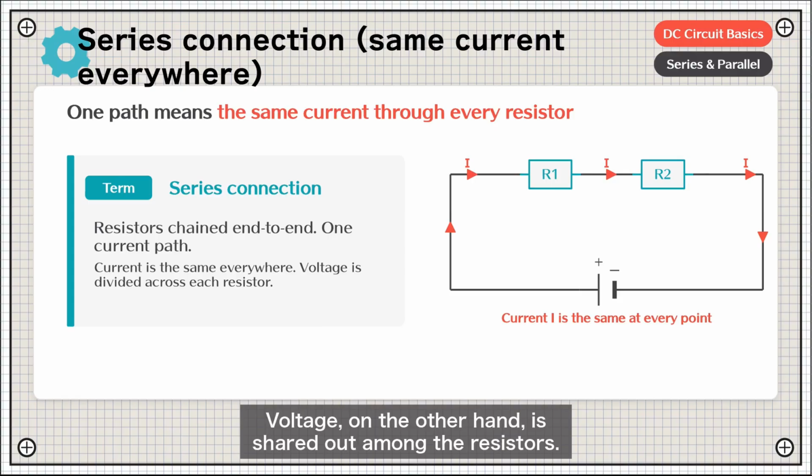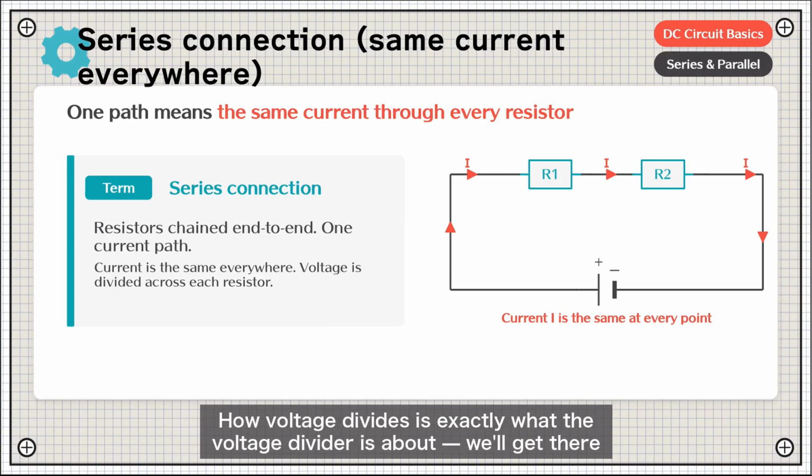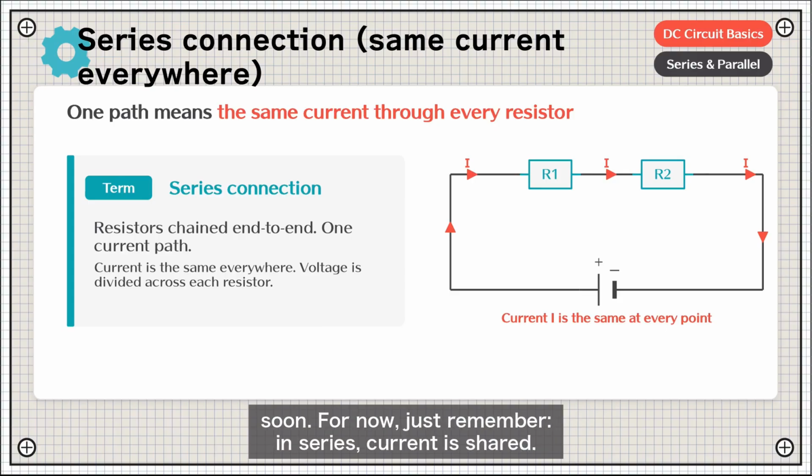Voltage, on the other hand, is shared out among the resistors. The source voltage is distributed piece by piece across each one. How voltage divides is exactly what the voltage divider is about. We'll get there soon. For now, just remember, in series, current is the same and voltage is shared.